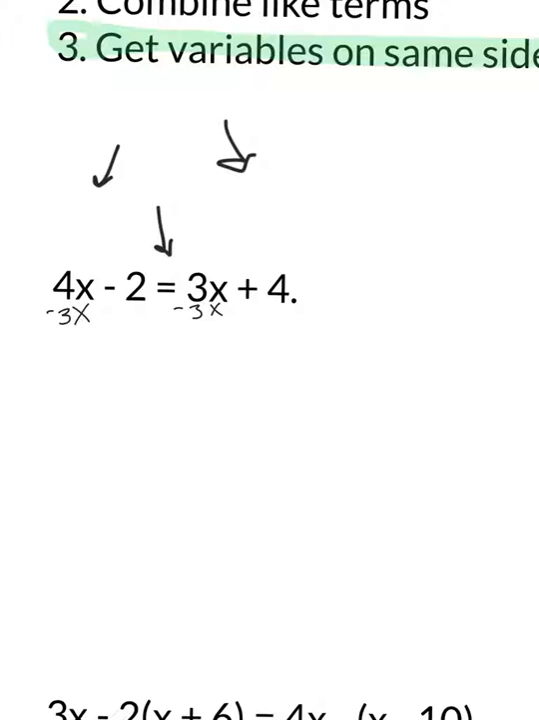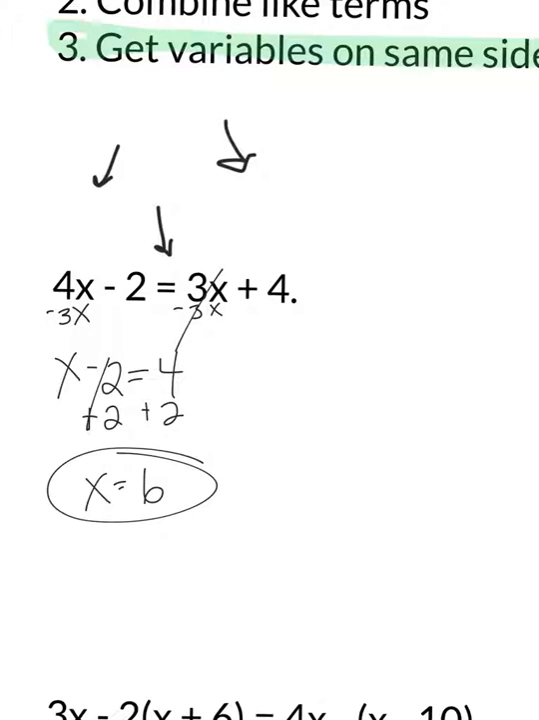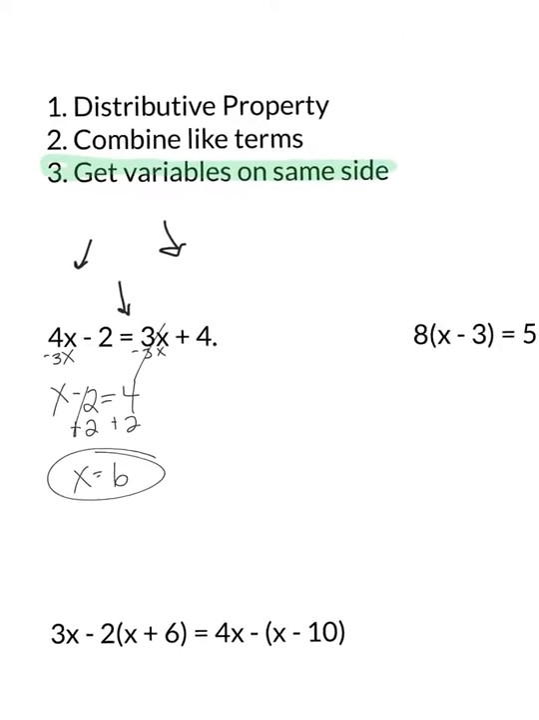So 3x minus 3x means it's gone. 4x minus 3x gives me that 1x. Drop down my negative 2, drop down my equal, and drop down my 4. Now I have a one-step equation. So to do this now, I'm going to add 2 to both sides. So in this problem, x will equal 6. Each problem, you go through those 3 steps.